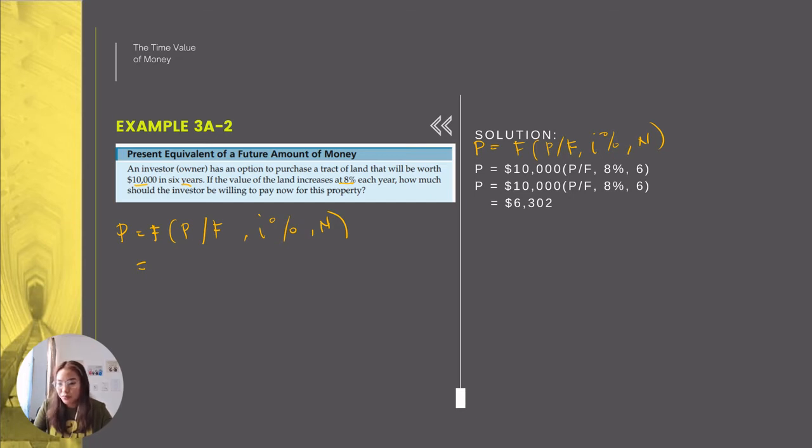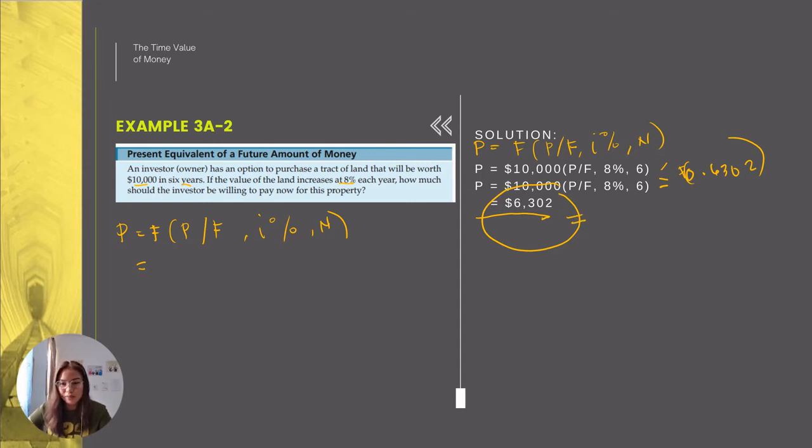So to go directly to the solution, you just have to substitute 8% and 8% again, and this is 0.6302. Your F times 0.6302. So the present amount that you need to pay now, or that the investor needs to pay right now, is $6,302. So that's how we arrive at this answer.